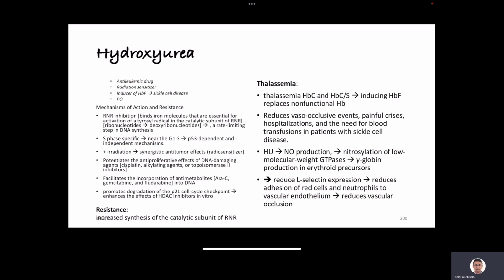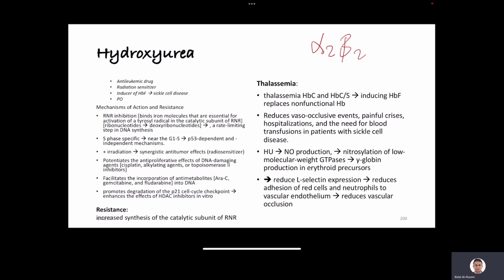Hydroxyurea is another drug. Now, hydroxyurea was a basic drug for management of CML, but with the introduction of newer therapies, they have largely replaced hydroxyurea. So hydroxyurea is also known to induce the formation of gamma globin. If you remember, hemoglobin, which forms the oxygen-carrying moiety, is composed of 2 alpha subunits and 2 beta subunits.